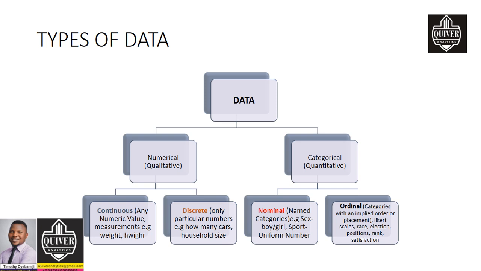Then we have continuous data, still under numerical. This is any numerical value. It's measurements. Examples are weight, height, BMI, income, GDP, viral load, and so many more.